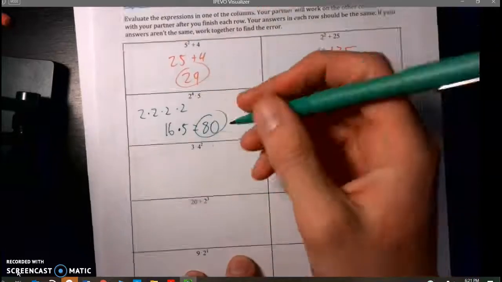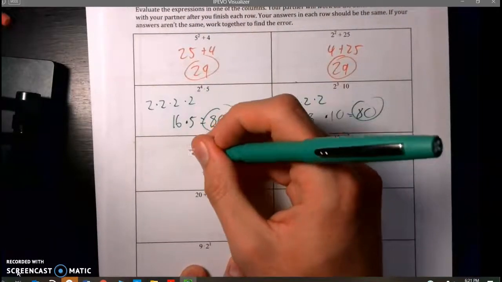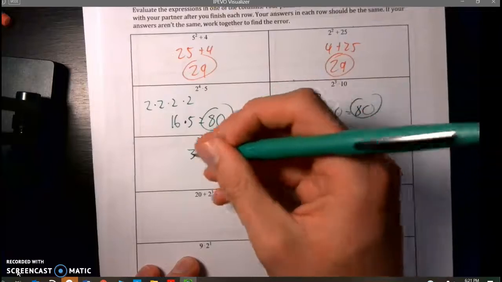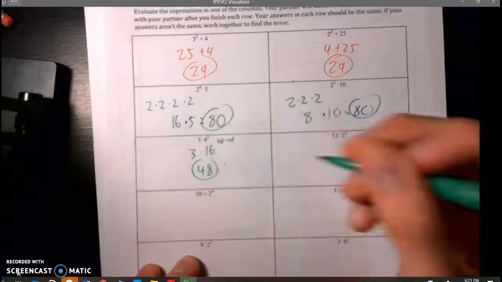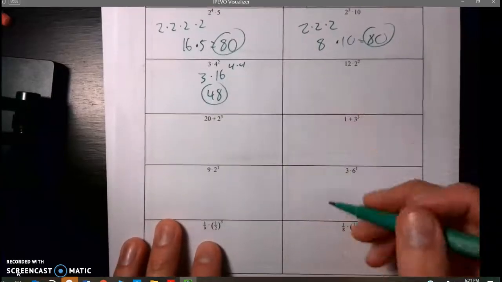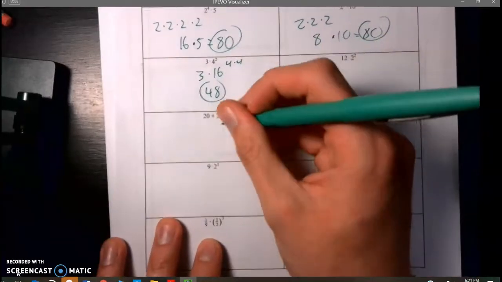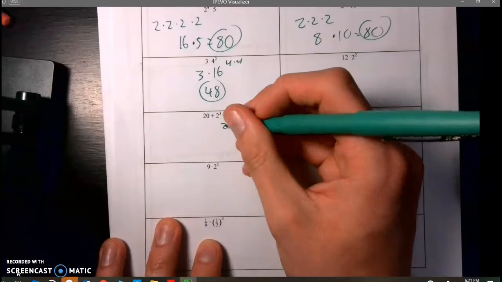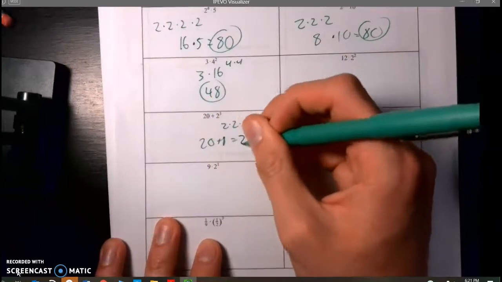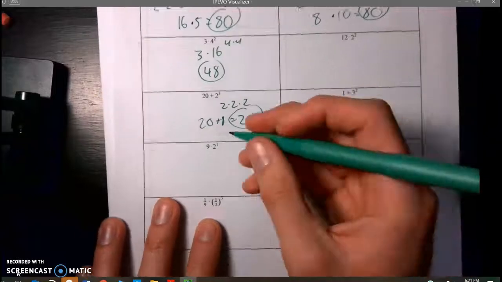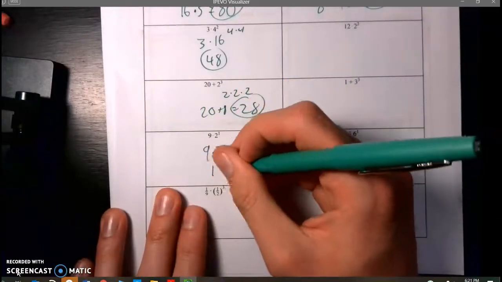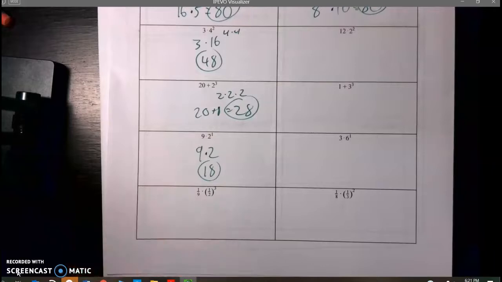Okay. Whipping down. So here, this is just squared, so I just know that's 4 times 4, which is 16. 3 times 16 is 48. I'm just going to go through the left column, and you can solve these independently. 2 to the 3rd power, expanded form. 2 times 2 is 4, times 2 is 8. So this is 20 plus 8, 28. 9 times 2 to the 1st power. Any number to the 1st power is just itself. That answer is nice and simple, 18.